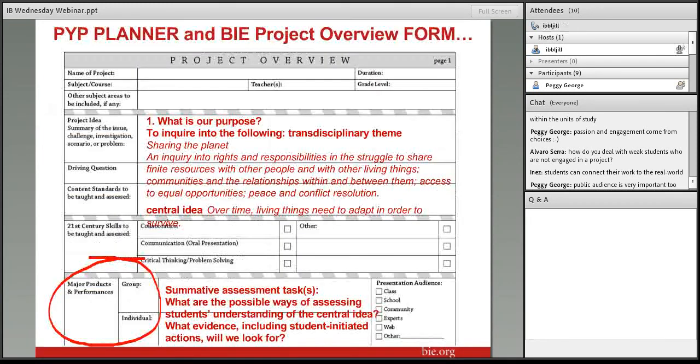It gives them a need to know. There's summative assessment tasks. What are the possible ways of assessing students' understanding of that central idea? What evidence will we be looking for? What student-initiated actions will we look for? Here we've got revision and reflection. We have student voice and choice around development of authentic products that will help make their world a better place.